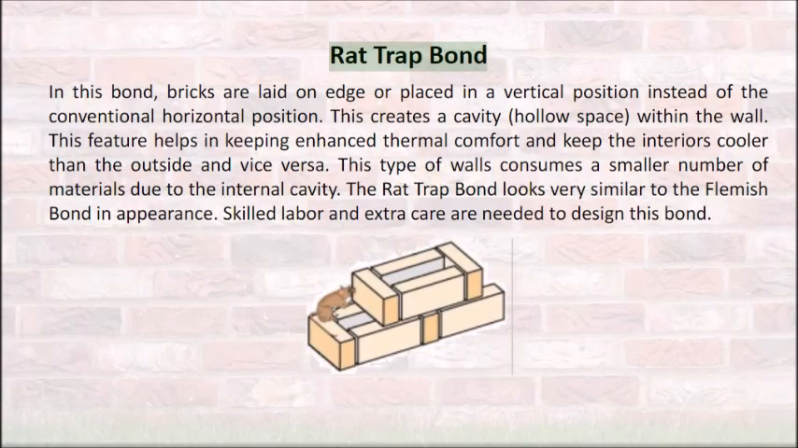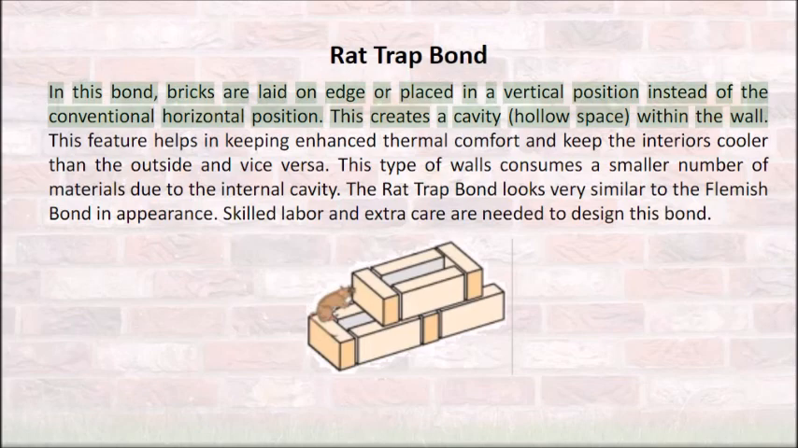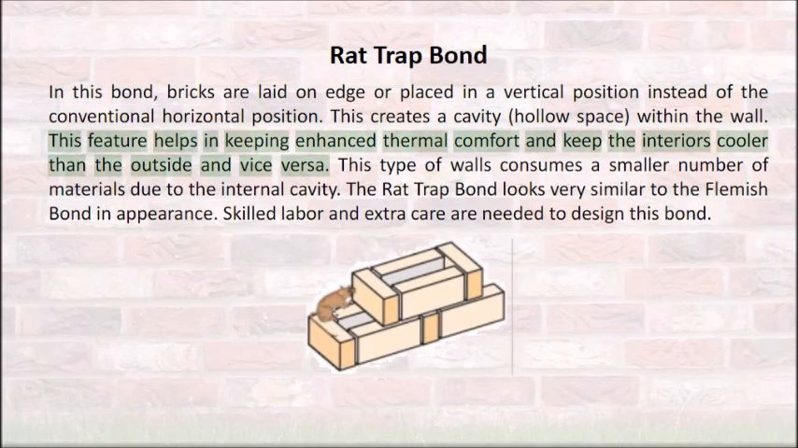Rat trap bond. In this bond, bricks are laid on edge or placed in a vertical position instead of the conventional horizontal position. This creates a cavity, hollow space, within the wall. This feature helps in keeping enhanced thermal comfort and keeps the interiors cooler than the outside and vice versa.